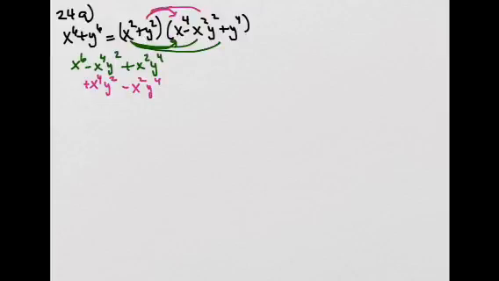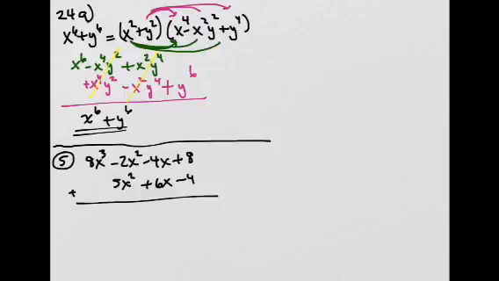And then this times this would be positive y to the 6th. Now notice what happens in each column, the two middle columns actually. So these cancel out and these cancel out. So your final answer is going to be x to the 6th plus y to the 6th, which is exactly what we have on the left side.